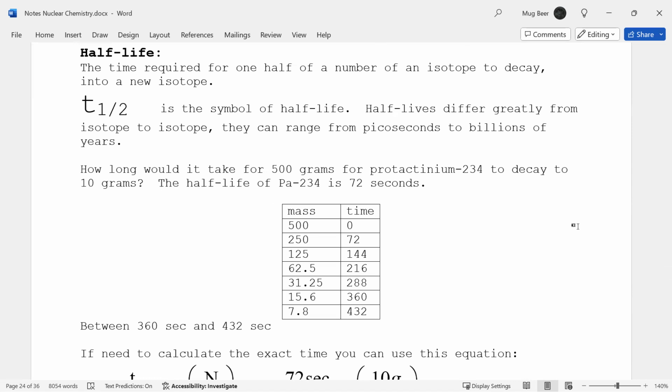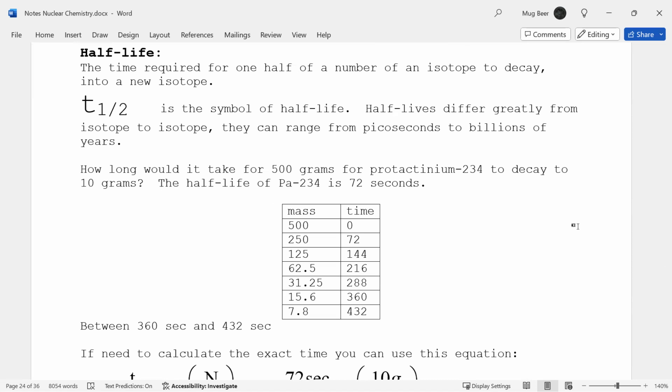For half of something to produce something else. Perfect. Time for half of something to turn into something else. So if you start the month with a certain amount of money, how long does it take for your checking account to have half of that money? That would be its half-life. And it depends on what's going on. And in this case, it depends on what element we're talking about.